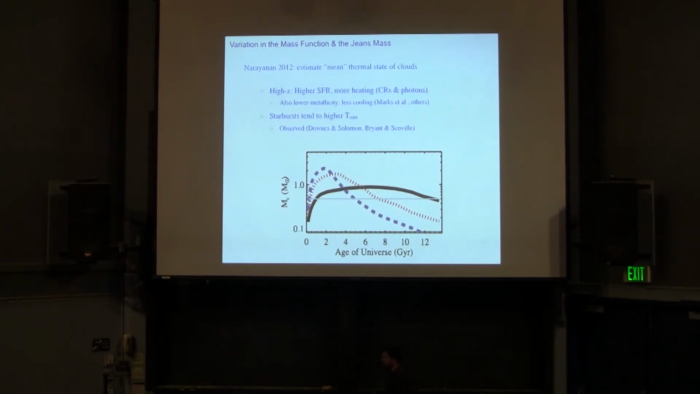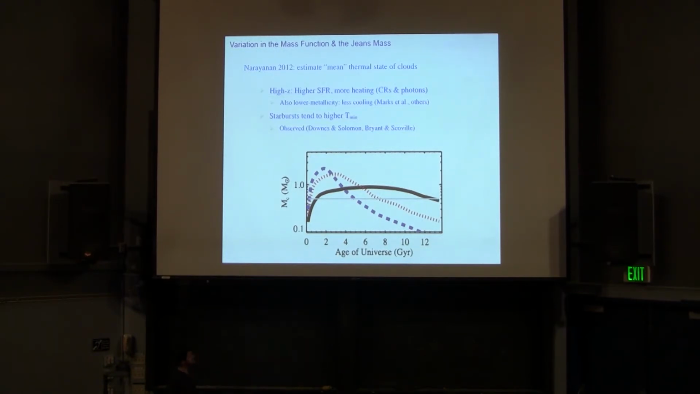So you look at high redshift galaxies where there are very high star formation rates, or starbursts in the local universe. There's a lot of heating going on. There are a lot of cosmic rays being generated in supernovae explosions. There are a lot of photons heating the gas. They're also, at high redshift, lower metallicity, so cooling is less efficient. So it's very plausible that the ISM temperatures are elevated in the dense regions.